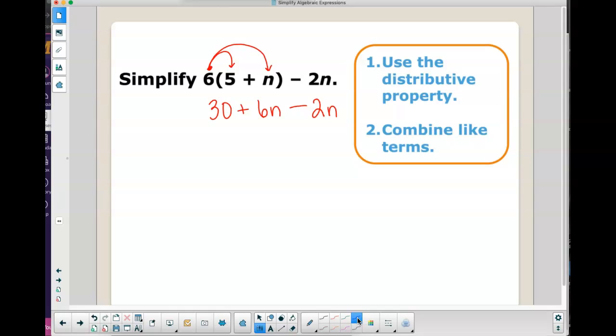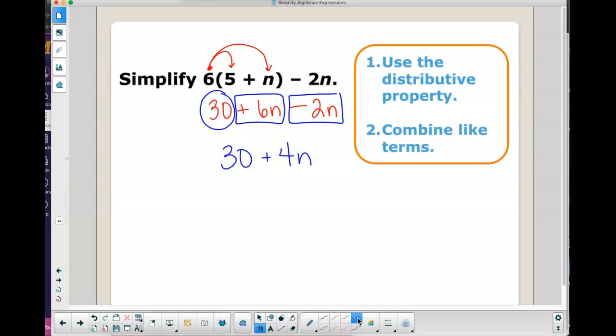Now, we're not quite done. We have to see if we can combine like terms. So I'm going to circle the 30. Does anything else go with the 30? No. No. Okay? I'm going to box the plus 6n. Does anything else get a box? Yes. Yeah, the minus 2n. So I have 30 plus 6n minus 2n. What does that simplify to, Brinley? 30 plus 4n. 30 plus 4n. Done.